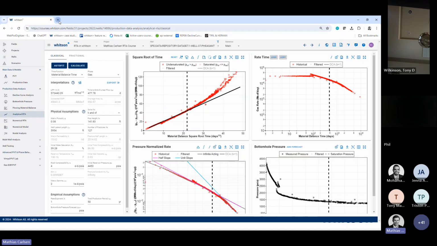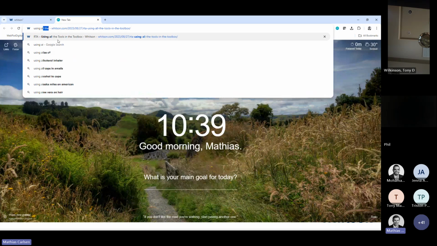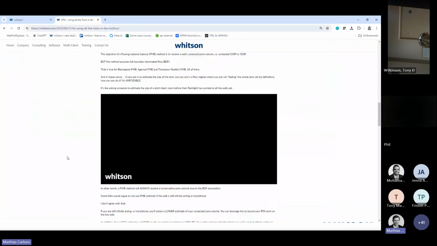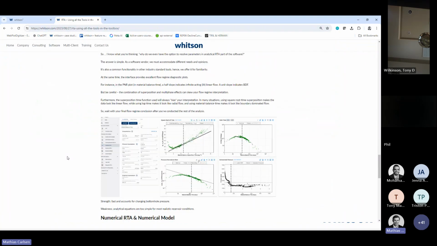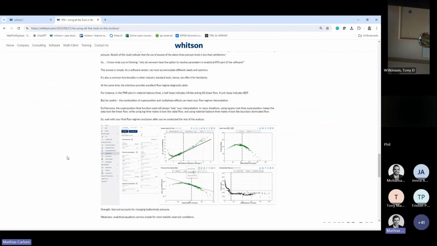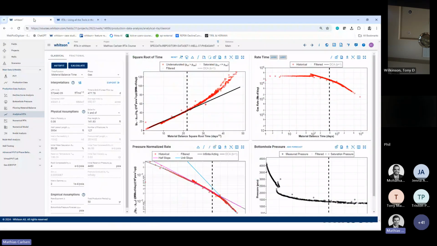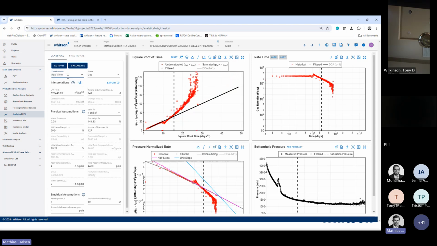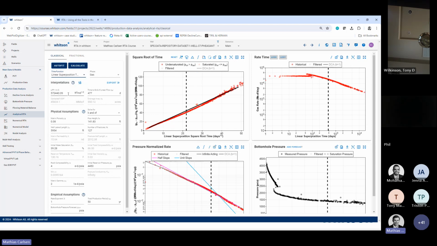And when I talk about these, I like to bring this article up, and it's just referencing a few things related to classical RTA models. So when you do classical RTA, we need to pick a time function. The industry standard is to start with material balance time. A lot of people like to look at it in real time as well, or other people like to use what you call linear superposition time, which is this option right here.